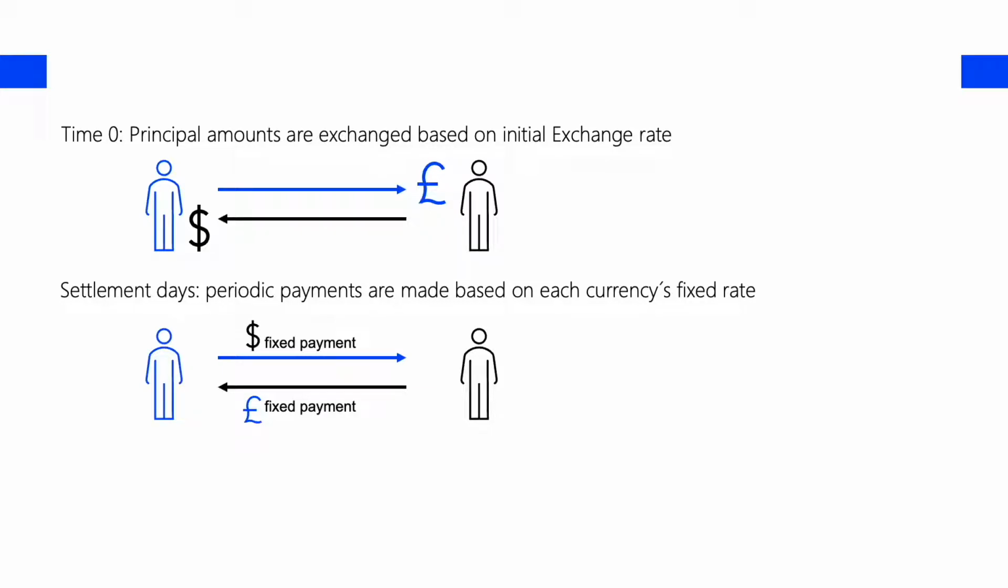With a plain vanilla swap, we work out the fixed payment. We compare it to the floating and only the net payment would be made. But we can't net these payments off in a currency swap because they are in different currencies. So we'll work out the fixed payment in one and the fixed payment in the other. What are we looking at?